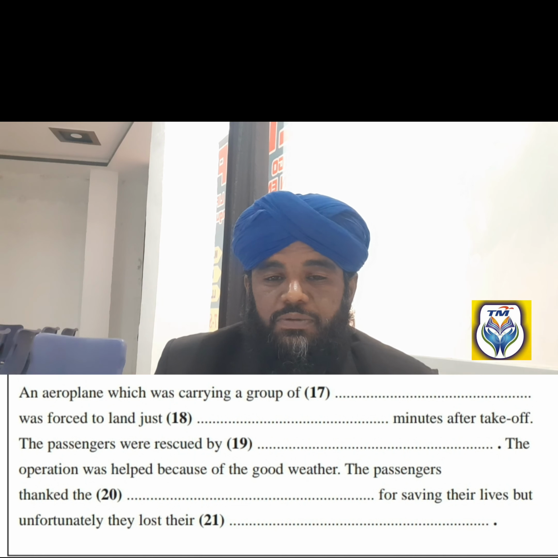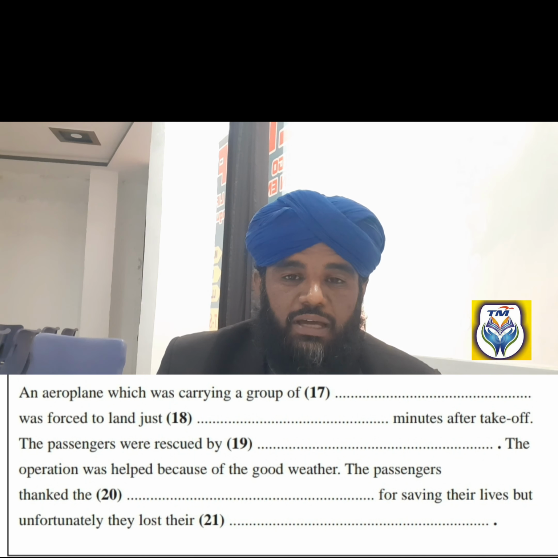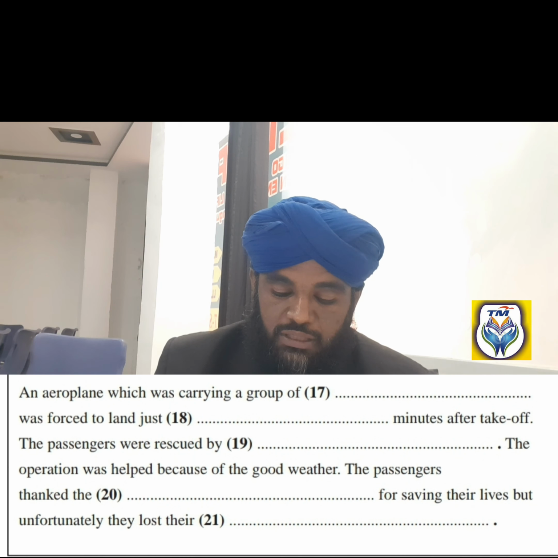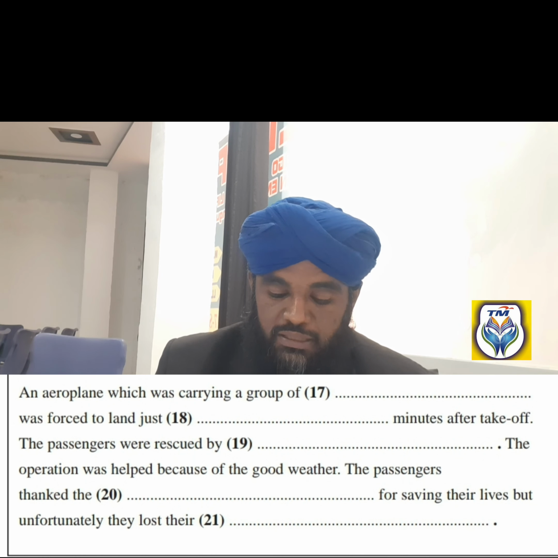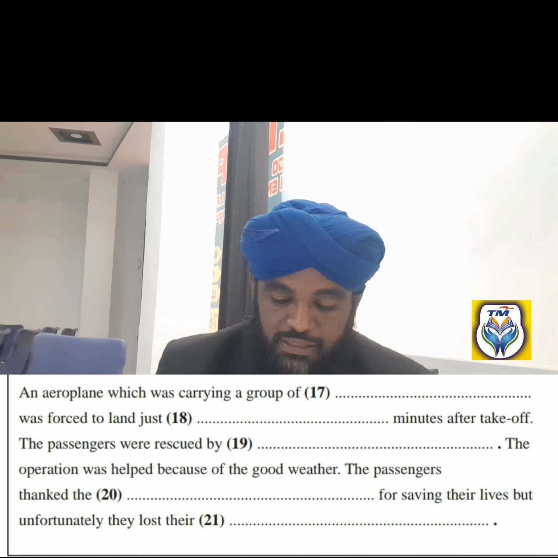So the operation has been successful because of the favorable environment, and boats have also been used. Yes, the passengers have also thanked the pilot. Space number 20, question number 20 is pilot.